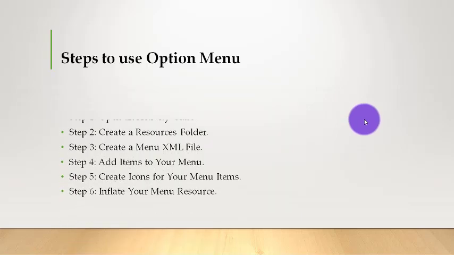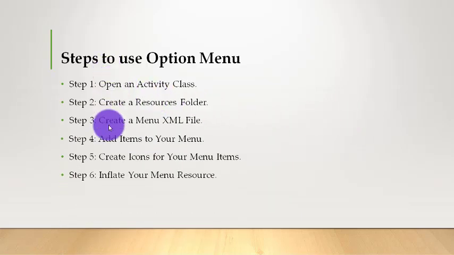Now, steps to use an option menu. There are total 6 steps. First, open an activity class. Then, second step, create a resource folder. In this folder, we will put the code for the menu, option menu. Create a menu XML file. Then add the items to your menu. Create icons for your menu items.